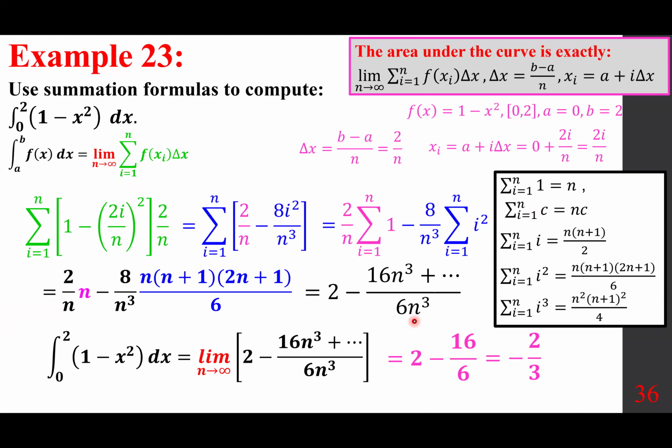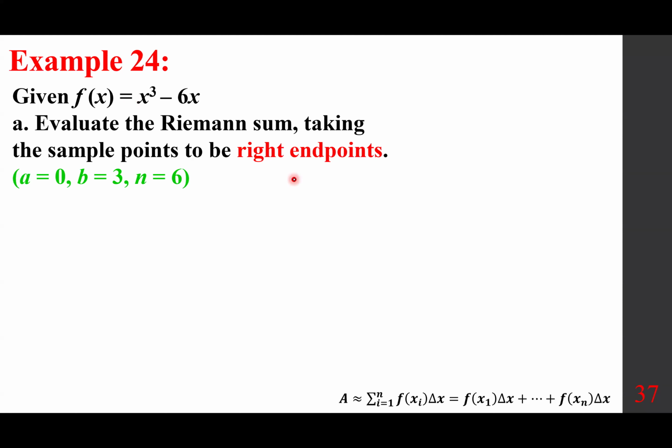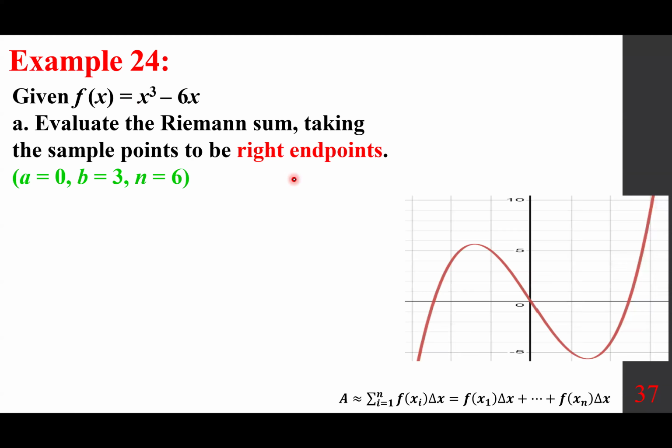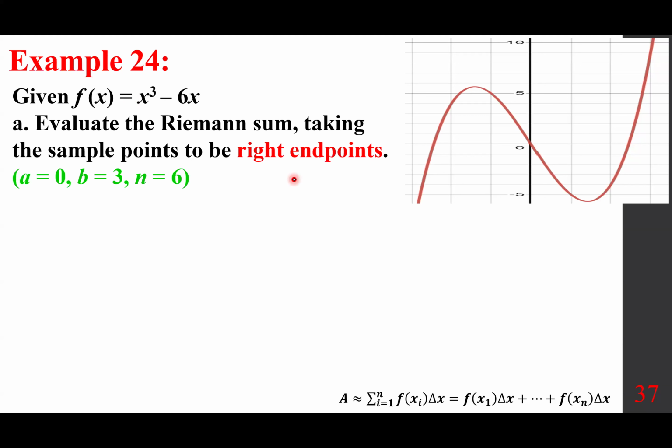Given f of x equals x cubed minus 6x, evaluate the Riemann sum, taking the sample points to be right endpoints. First of all, here's the graph, and we want to evaluate the Riemann sum, but let's just understand the concept here. A is 0, B is 3, N is 6. So we're going to go from 0 to 6. So we want the following area, everybody.